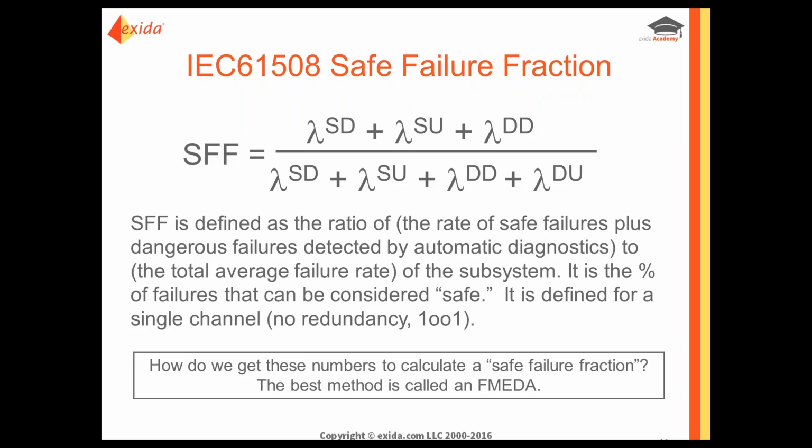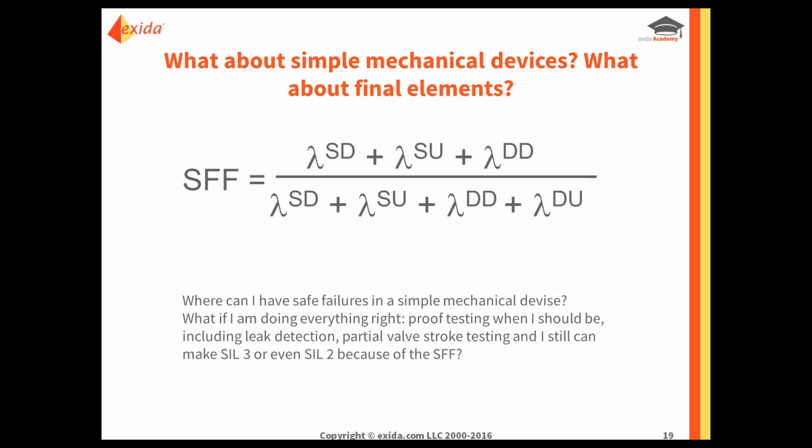And we're going to look at that next, but to be able to get the safe failure fraction, you have to have the safe detected, the safe undetected, the dangerous detected, and the dangerous undetected failure rates to enter into this equation. And the way to get those numbers is called an FMEDA, a Failure Modes, Effects, and Diagnostic Analysis. So when you plug those into the equation, from the FMEDA, which are listed on the back of certificates or in the FMEDA report, you can then get your safe failure fraction.